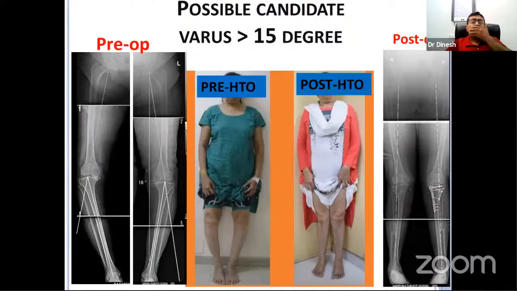If varus is more than 15 degrees and the patient is physically active, then I would also consider it a possible candidate for high tibial osteotomy. Here we can see 25 degrees of varus on the right side and 18 degrees of varus on the left side. We can correct very well.